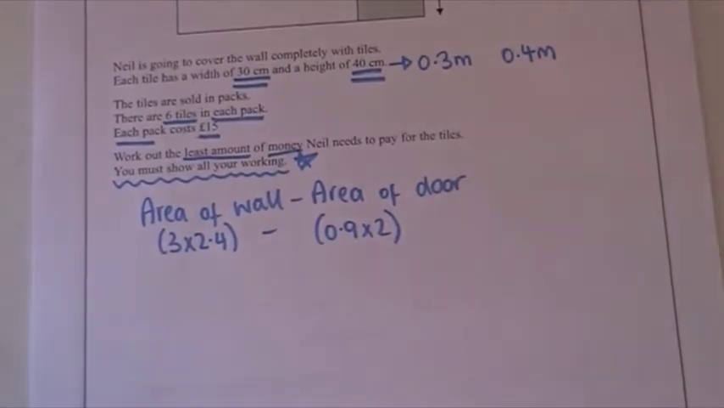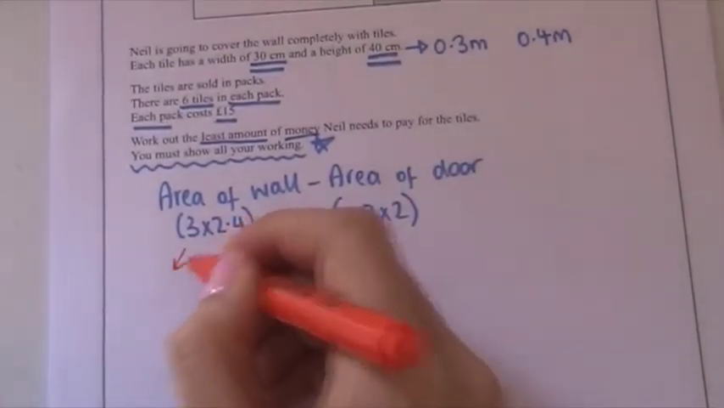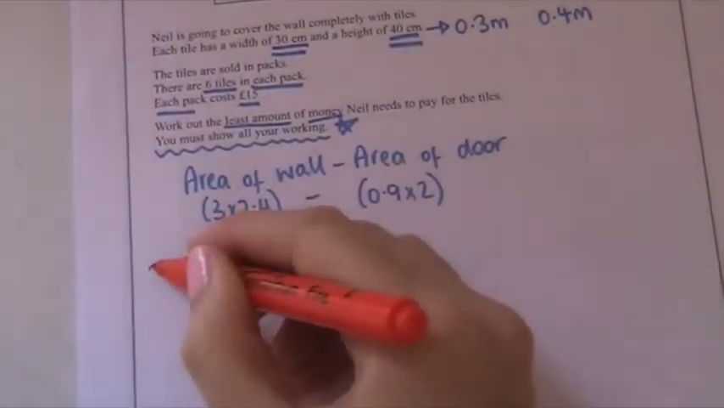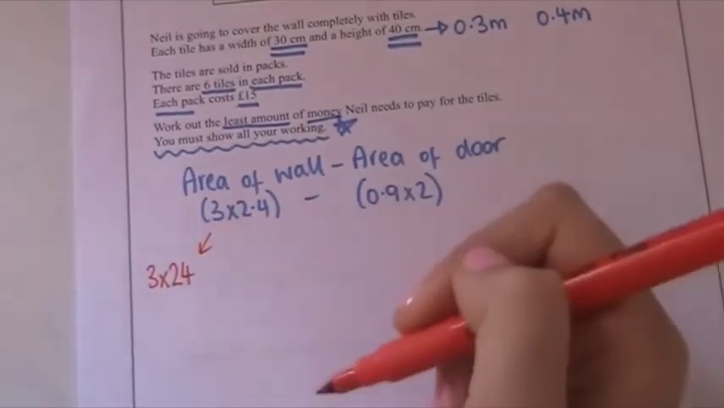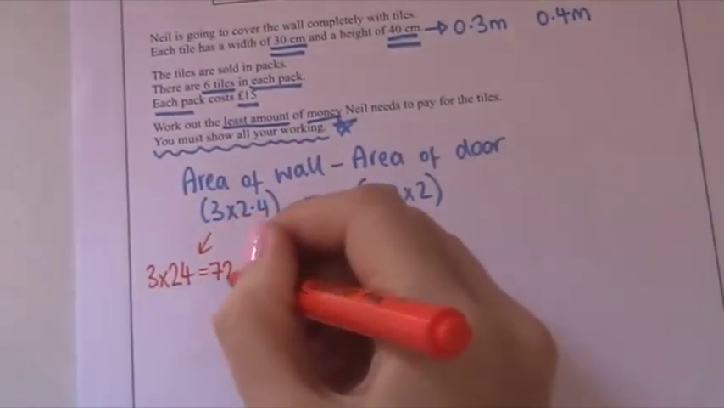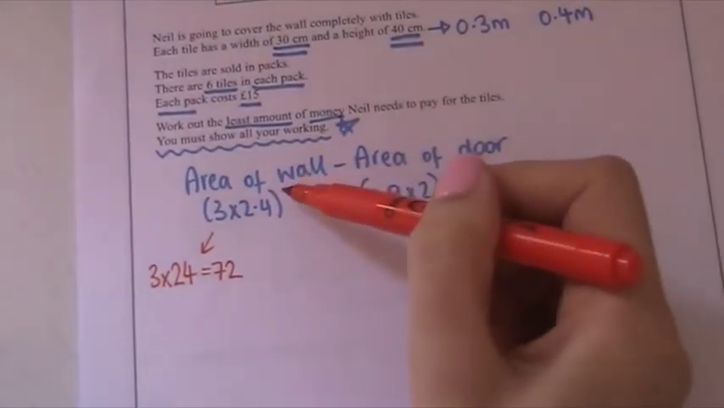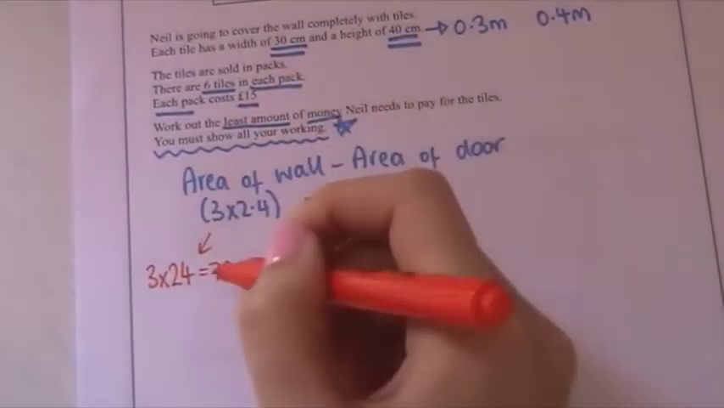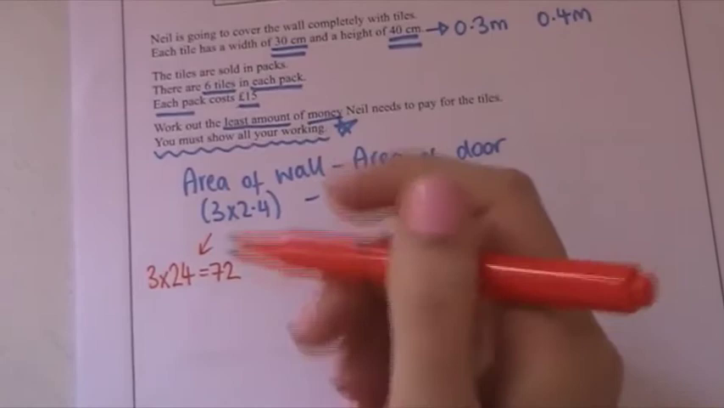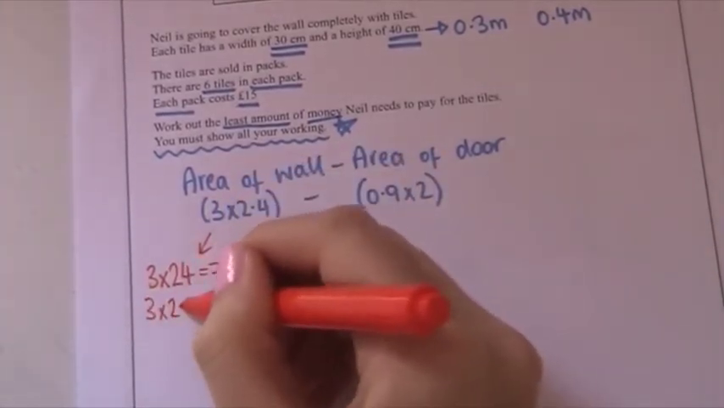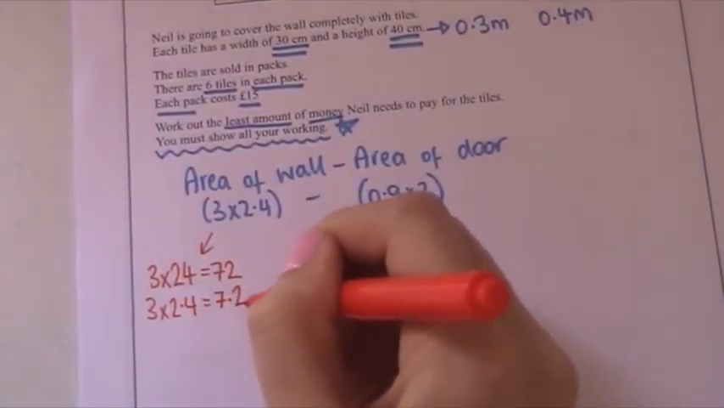Now, if you're unsure with decimals, 3 times 2.4, if we times that 2.4 by 10, we would have 3 times 24, which will give you 72. Now, I've timesed my 2.4 by 10 to get to 24, so I must make sure that I scale my answer back down by dividing by 10. So 3 times 2.4 is actually going to be 7.2.